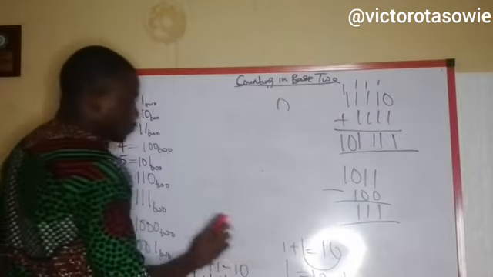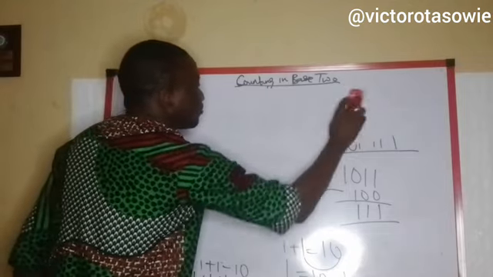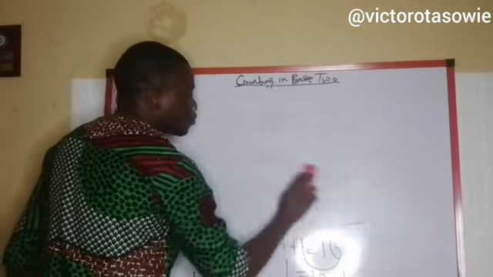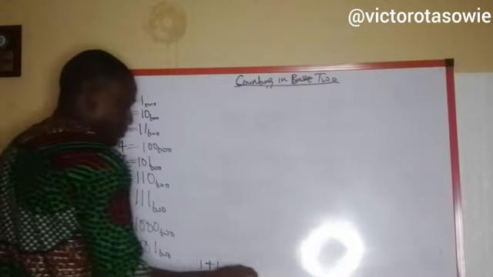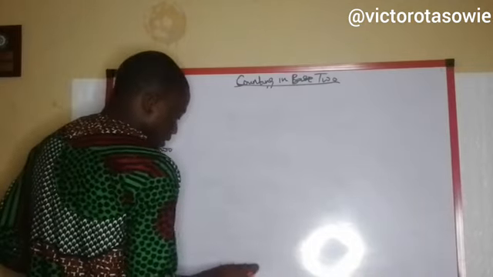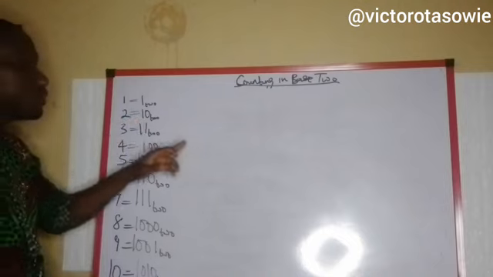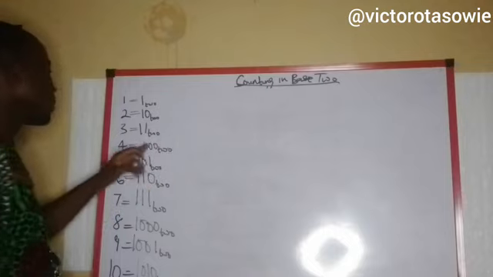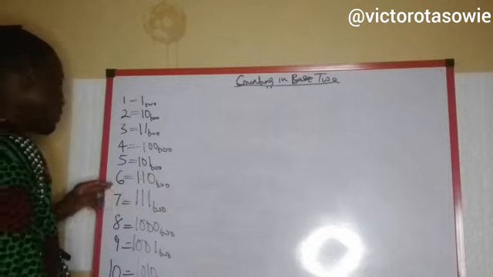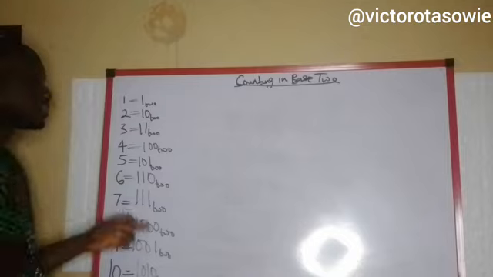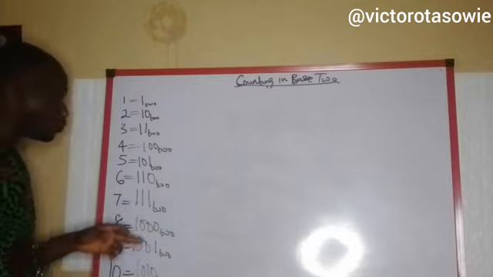Then finally, how to convert from base 2 to base 10. Very valid point as well. For those that want to learn about this, it's also very simple, because I said 1 is 1 base 2, 2 is 10 base 2, 3 is 11 base 2, 4 is 100 base 2, 5 is 101 base 2, 6 is 110 base 2, 7 is 111 base 2, 8 is 1000 base 2, 9 is 1001 base 2, 10 is 1010 base 2.